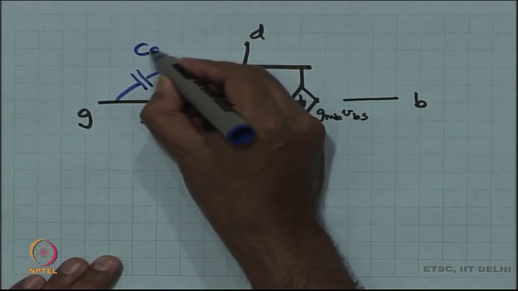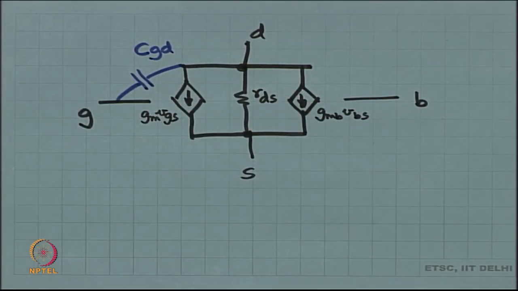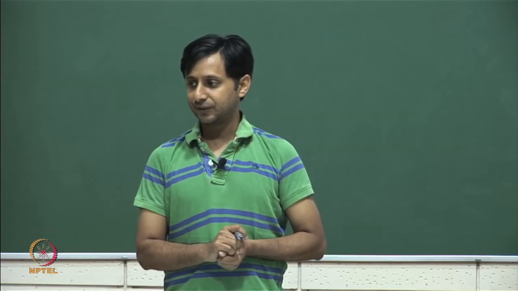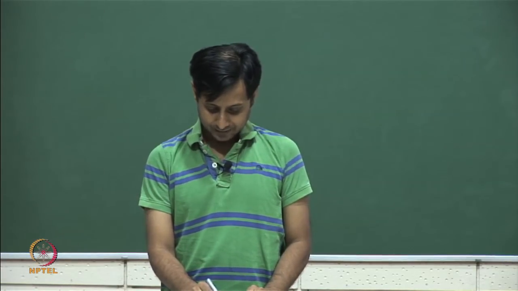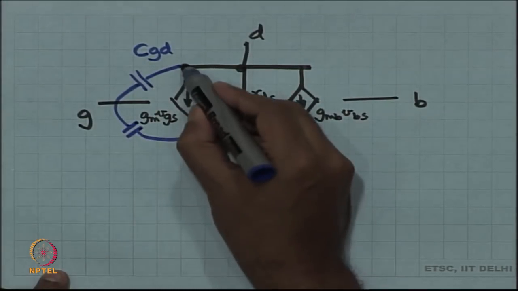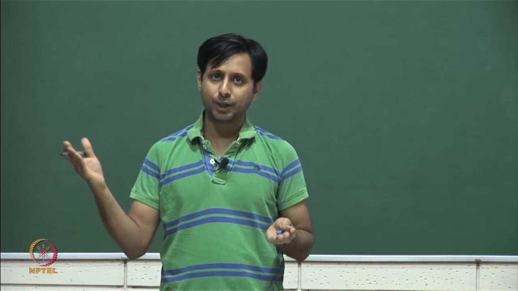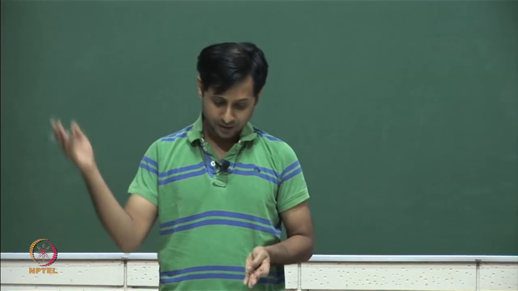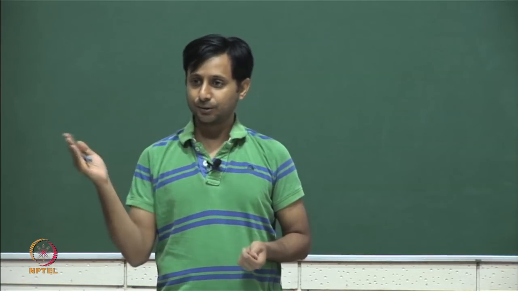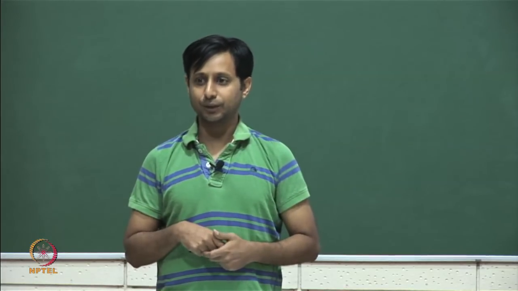I have got CGD. CGD is comprised of 1/3 of Cox at pinch off plus gate to drain overlap. So, 1/3 of Cox plus gate to drain overlap. CGS comprises of 2/3 of Cox at pinch off plus gate to source overlap. Now, at pinch off this is 2/3 of Cox, but well beyond pinch off, it becomes almost all of Cox, and CGD likewise becomes closer to 0, right, and you are left with only overlap for CGD.